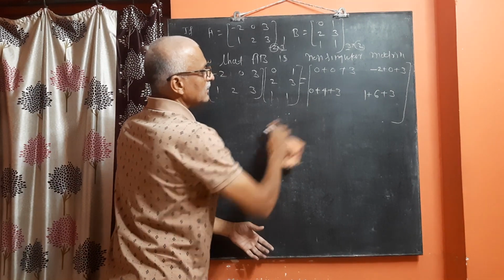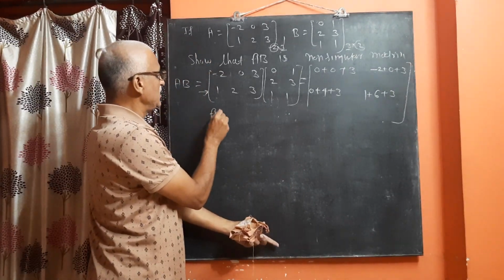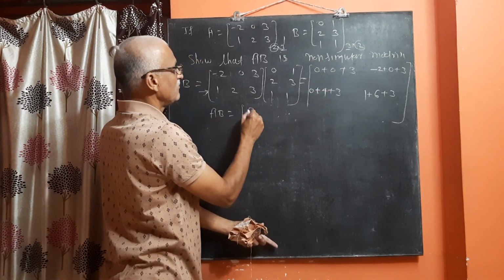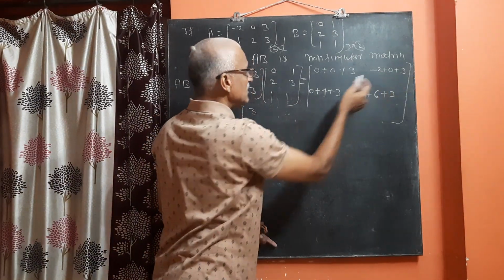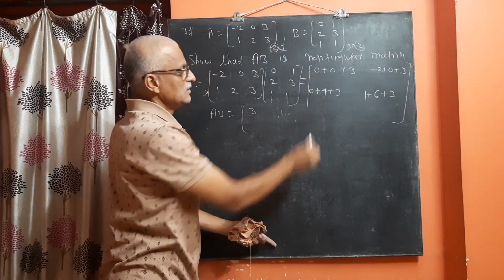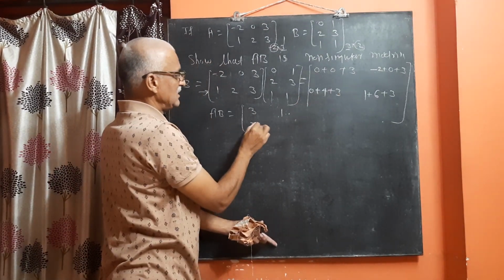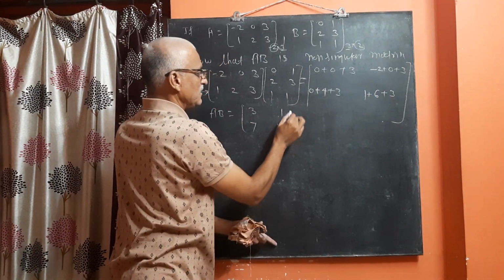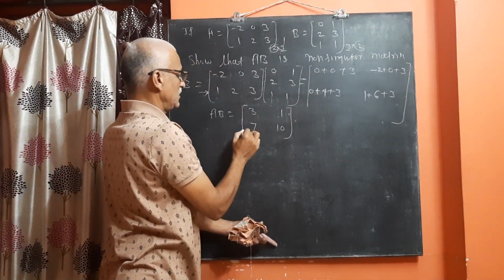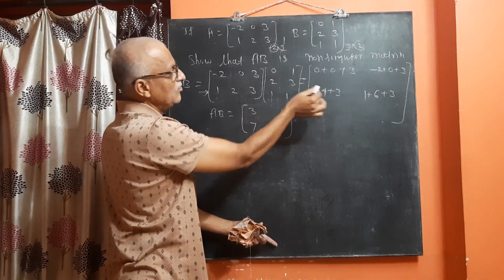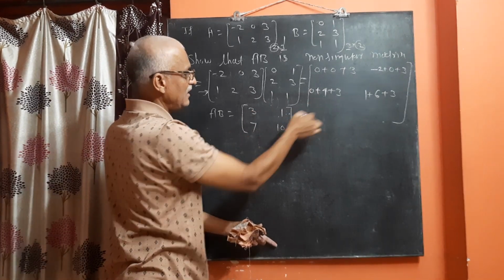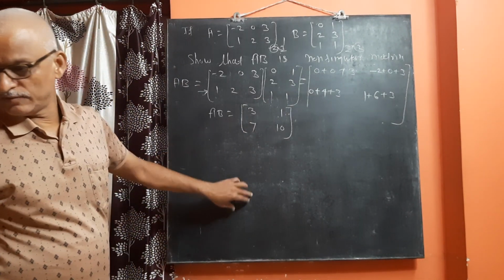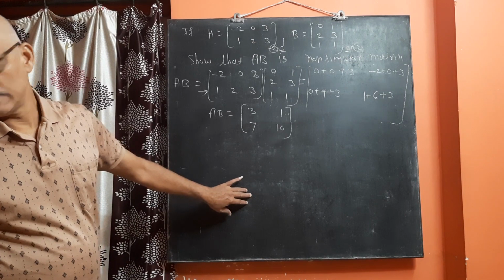See how much the final comes. The final AB is equal to the matrix of 0 plus 0 plus 3, that is 3; -2 plus 0 plus 3, that is 1; 0 plus 4 plus 3, that is 7; 1 plus 6 plus 3, that is 10. So you get the matrix [3 1; 7 10]. Now the second step: you have to find the determinant of AB.